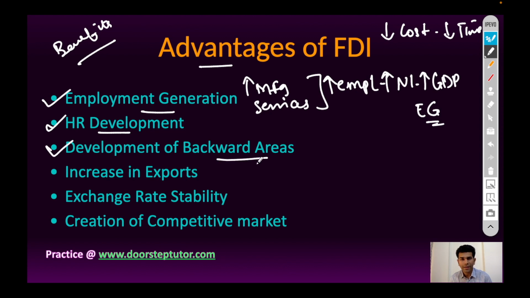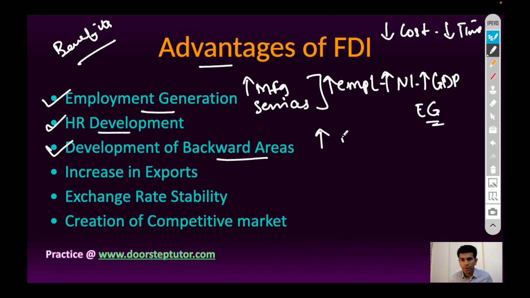Development of backward areas. More factories will be set up in rural areas. The people will get more employment opportunities. There will be education advancement. There will be more transportation facility and overall development of backward areas.